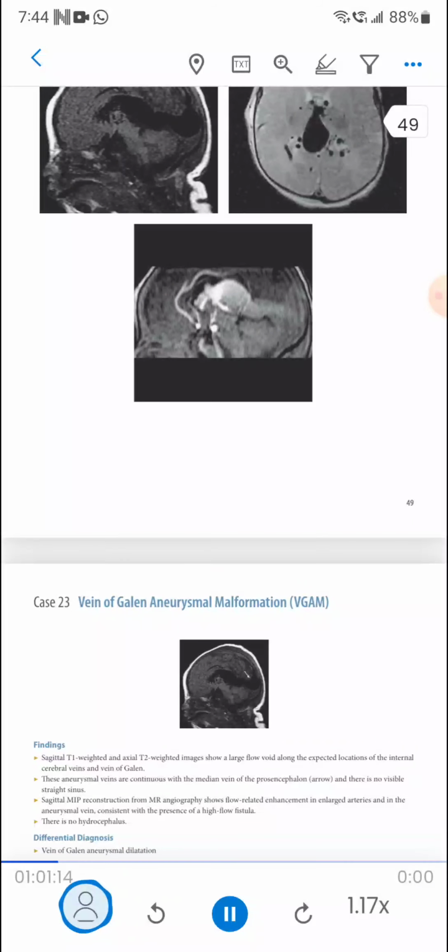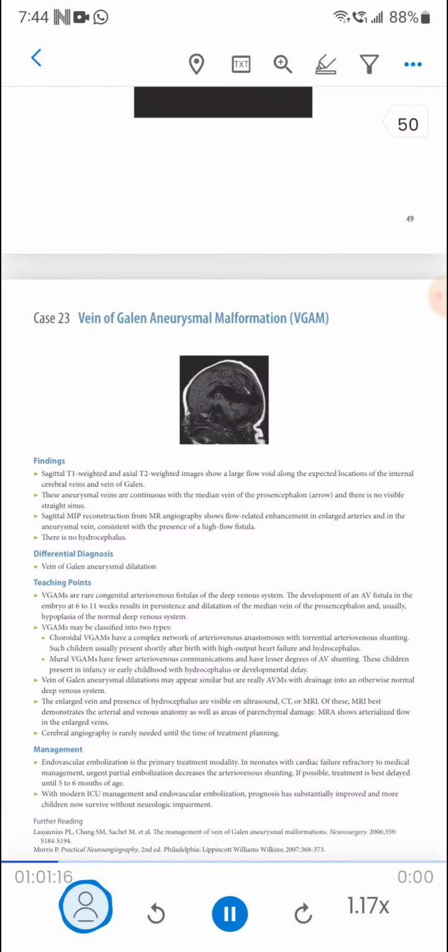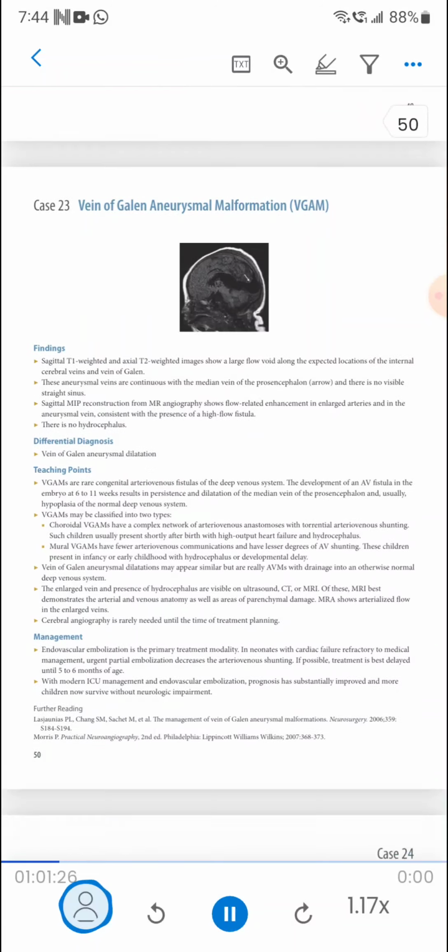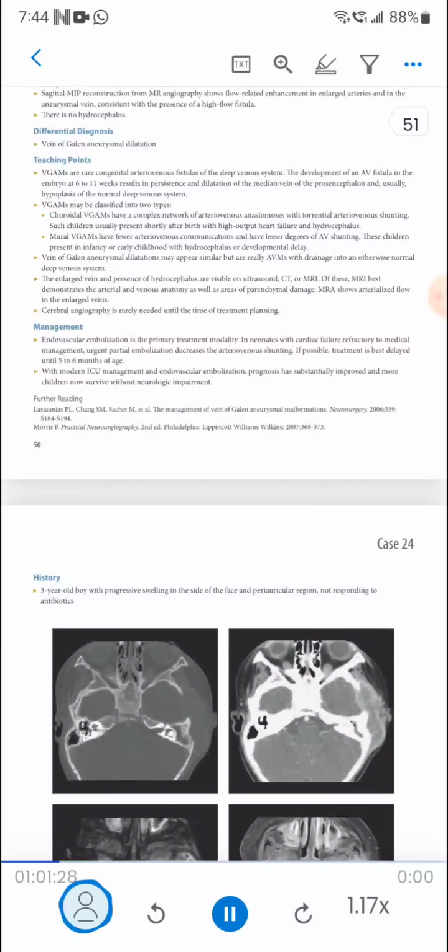Sagittal MIP reconstruction from MR angiography shows flow-related enhancement in enlarged arteries and in the aneurysmal vein, consistent with the presence of a high-flow fistula. There is no hydrocephalus. Differential diagnosis. Vein of Galen aneurysmal dilatation.